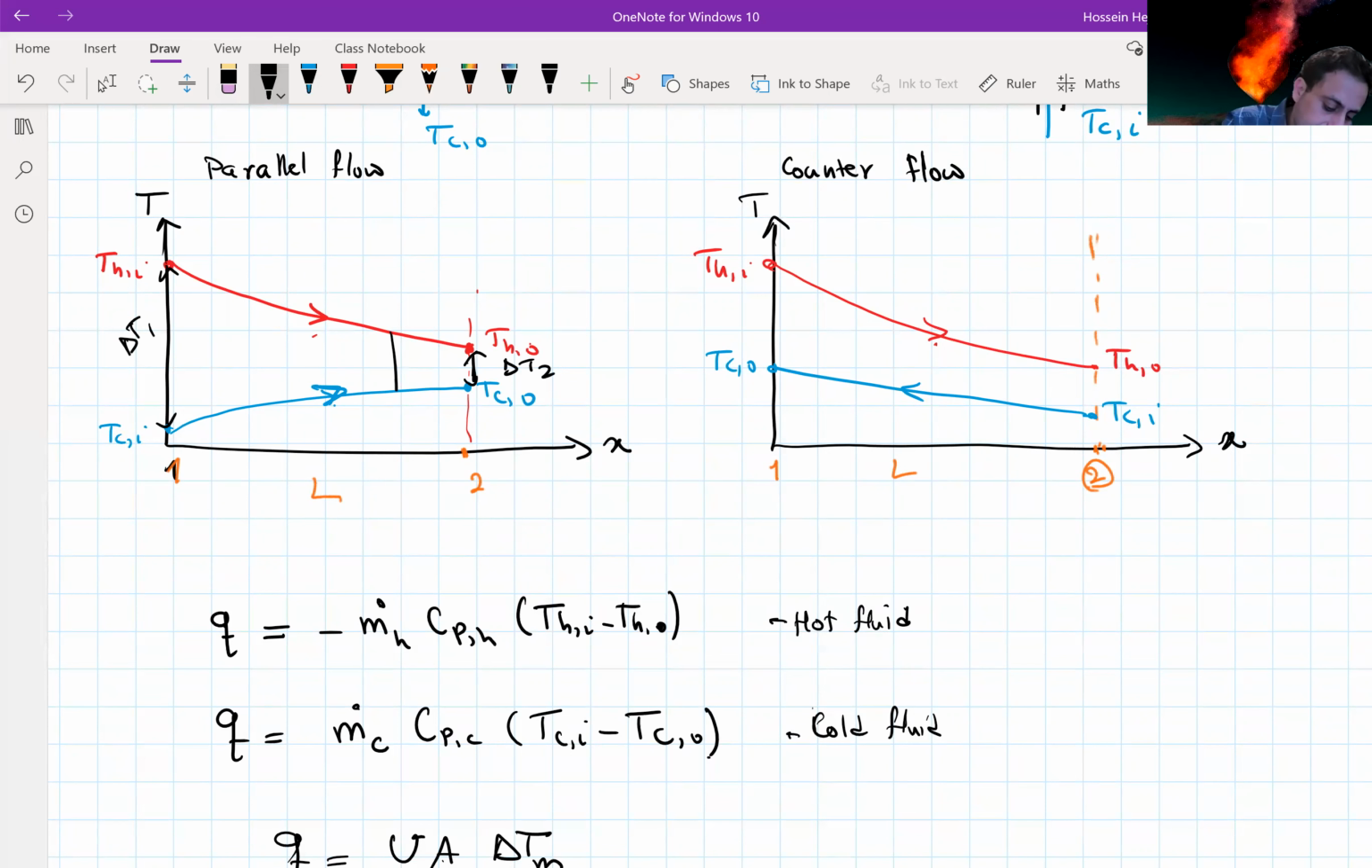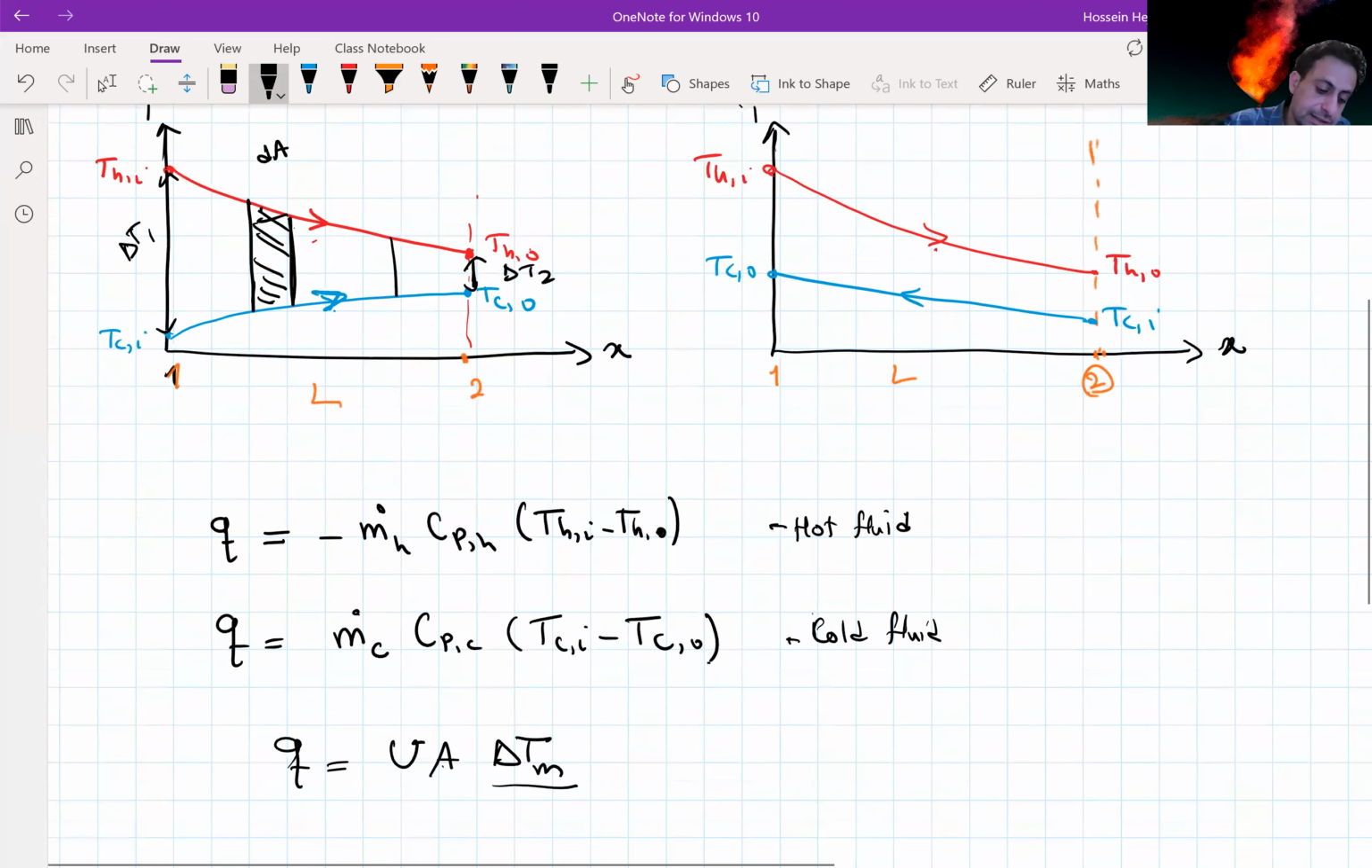For doing that, let's assume we are looking at a small element of this heat exchanger that has a dA, and we're looking at the dQ, the heat transfer that's happening in this small element. So at this small element, if I just call this temperature difference dTh, this is the temperature loss, and for the cold flow, let's call the difference in this element that happened dTc.